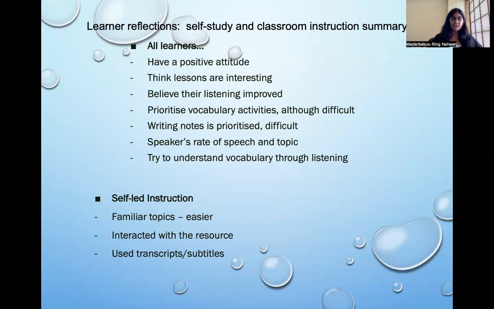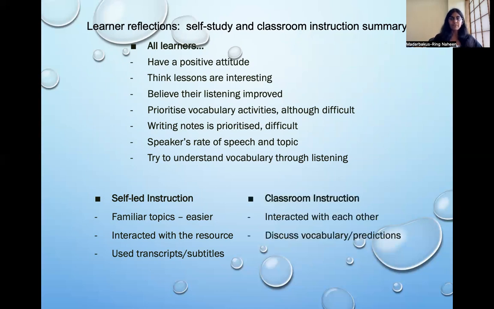In self-led instruction, there were some particular points which were specific to this type of instruction. The learners felt that familiar topics were easier, and they felt that interacting with the resource, so using the transcript, being able to listen in sections, and also use subtitles when they needed to, were very useful.